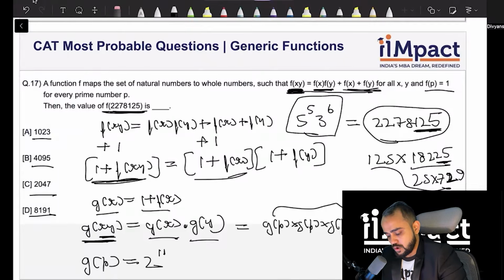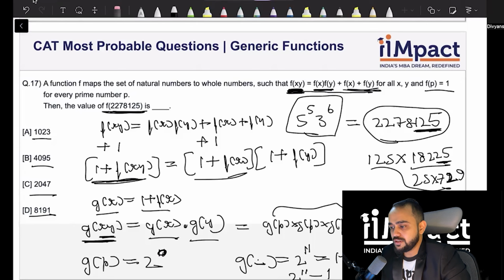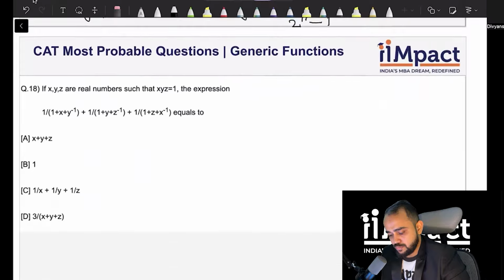So my g of this thing is actually 2 to the power 11, which is 1 plus f of x. So f of x turns out to be 2 to the power 11 minus 1, which is 2047. So this is a good approach to do these sort of questions. You could have started with the prime number itself and developed it upwards, but that would have been probably a bit more lengthy. All right, moving on.